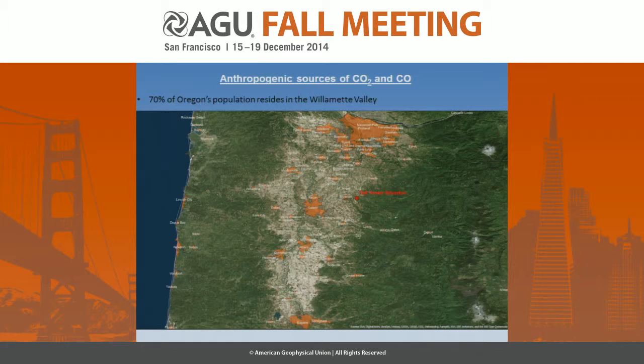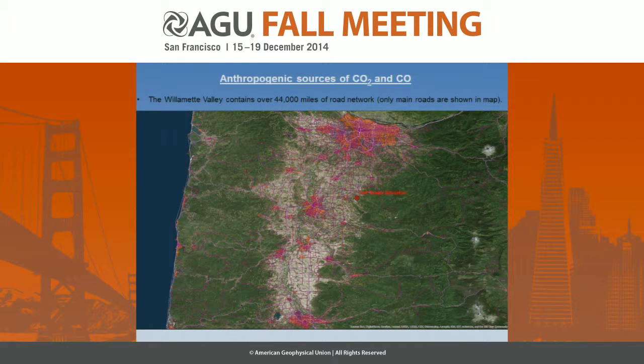In addition to that, we have a dense road network of more than 44,000 miles of road only in the Willamette Valley. And with those come the associated traffic emissions of carbon dioxide as well as carbon monoxide.